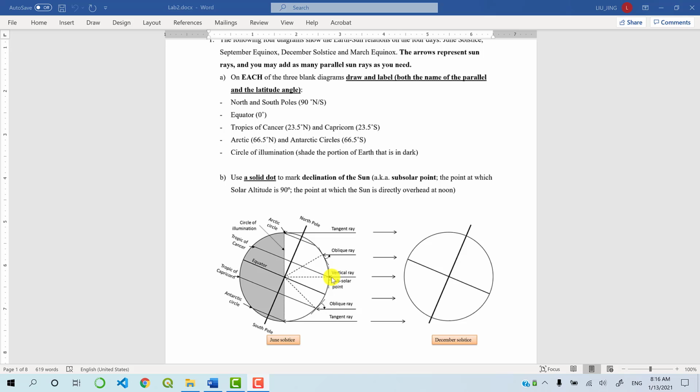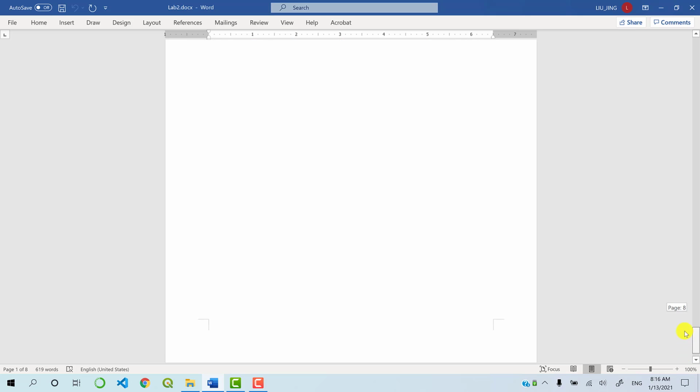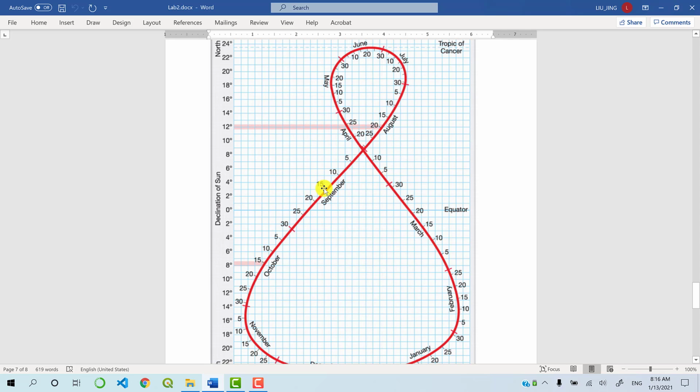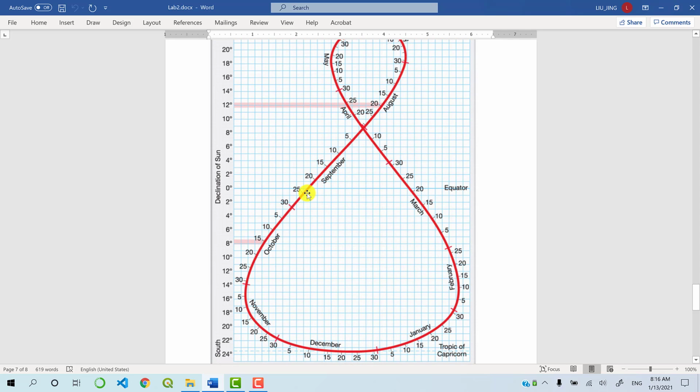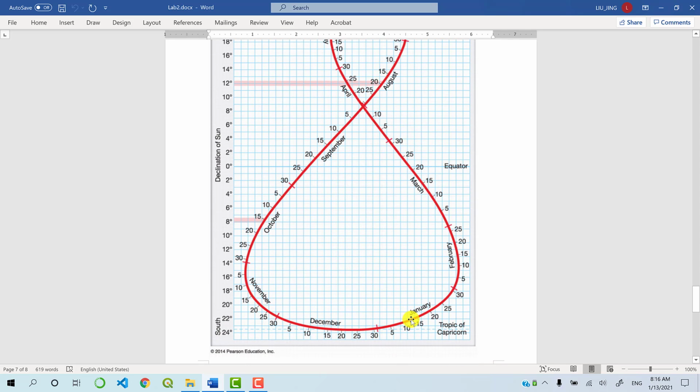Okay, you can look up where this point is on any day by using the very last chart on this document, the so-called analemma. For example, today is January 13th, so let's find January here. January 13th is about here. So today that dot is at about 21 degrees, almost 22 degrees south.